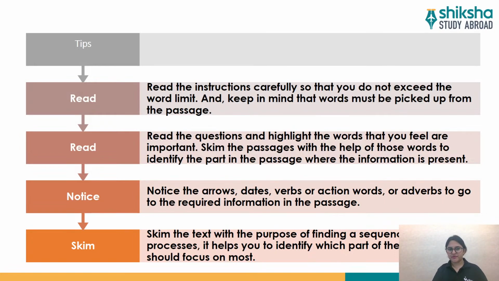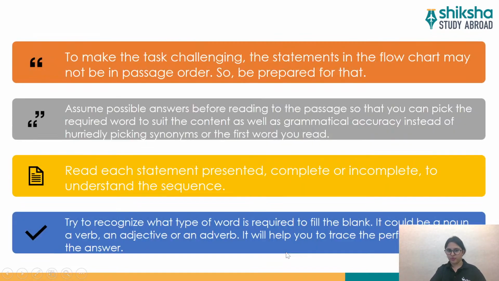Now let's read some tips about flowchart completion questions. So this is the first tip. Read the instructions carefully so that you do not exceed the word limit. Read the questions and highlight the words that you feel are important. Again, skimming and scanning. Notice the arrows, dates, verbs, or action words or adverbs to go to the required information in the passage. Then skim the text with the purpose of finding a sequence of events or processes. It helps you to identify which part of the text we should actually focus on the most.